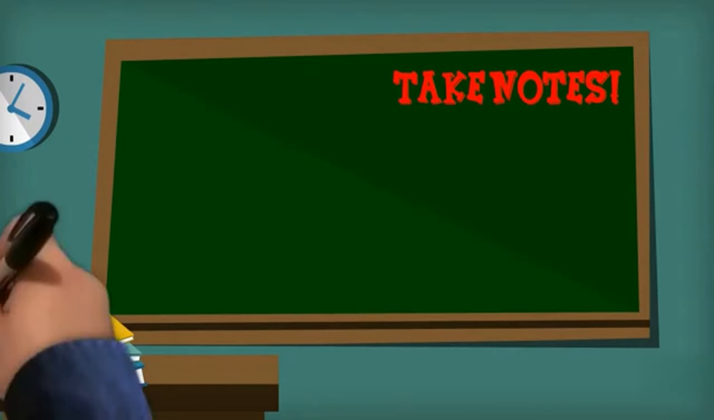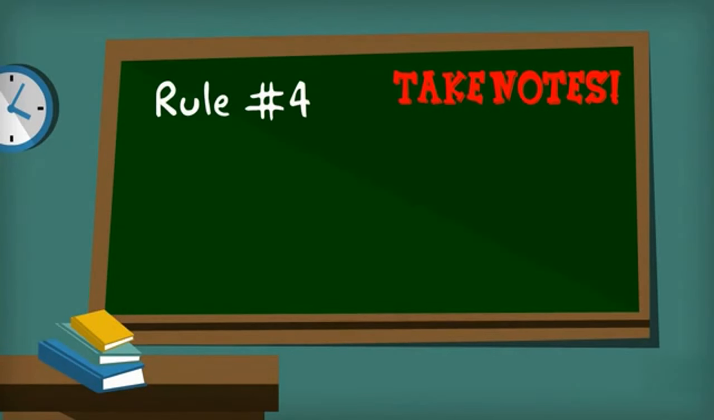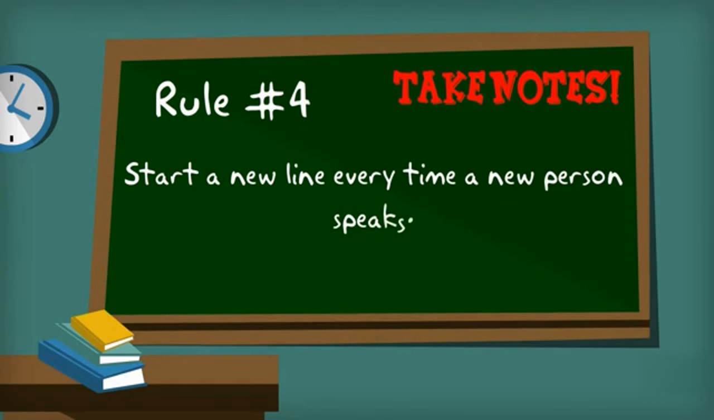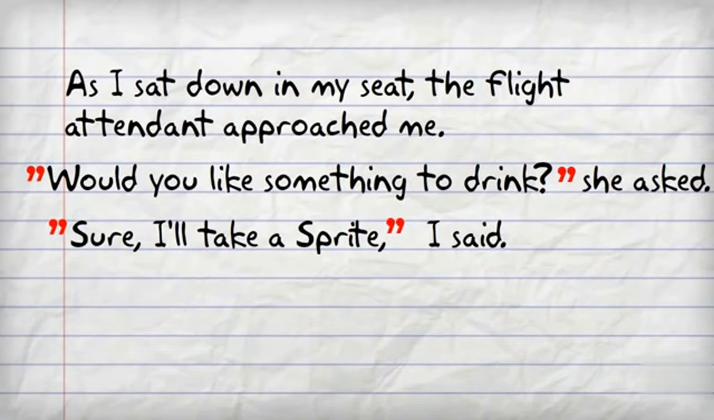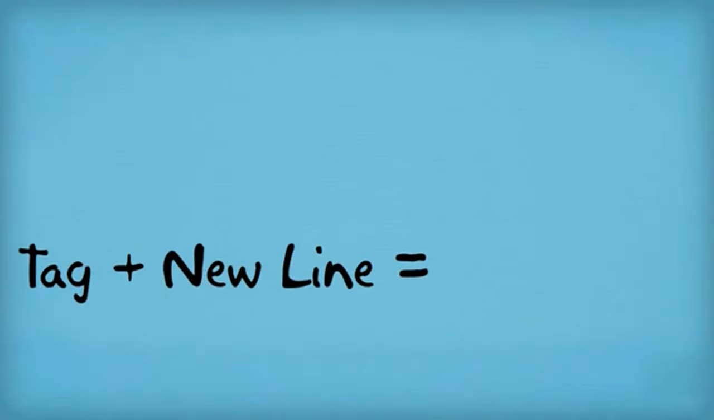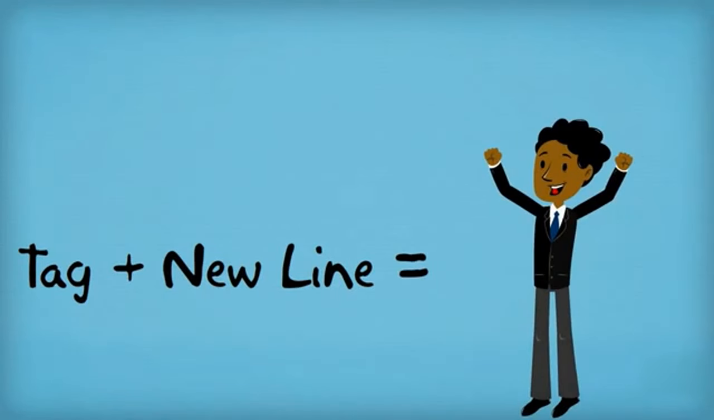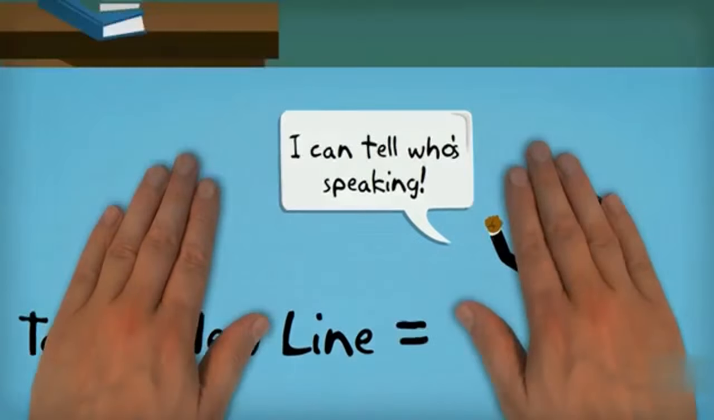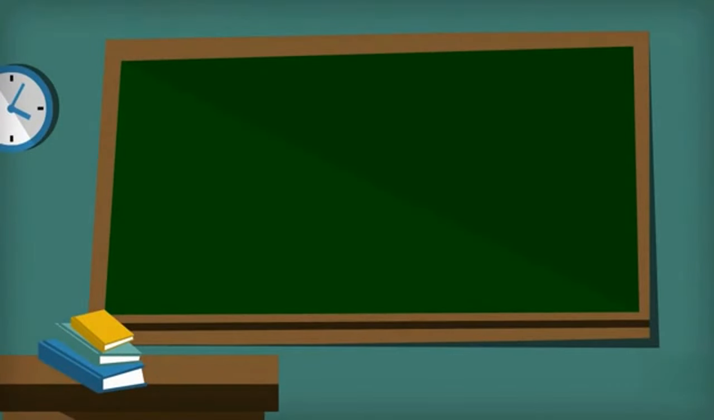We're down to our final rule. Rule number 4 to use when writing dialogue is to start a new line every time a new person speaks. This, along with those helpful tags, helps the reader follow along with who is speaking. In our example, I start a new line when the flight attendant speaks. When I respond, I skip to a new line so the reader knows that a new person is speaking. This, along with the tags, helps the reader keep it all straight in their head. We're ready to try it out together now.